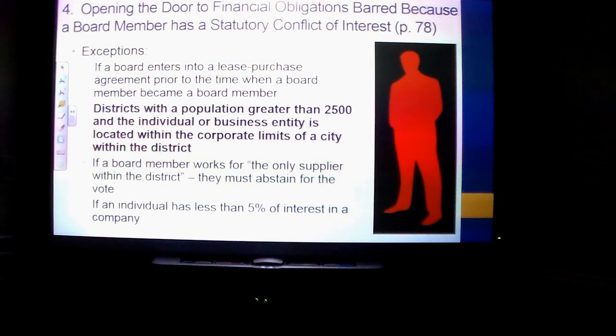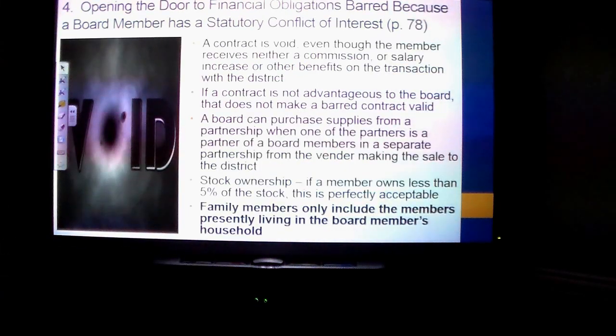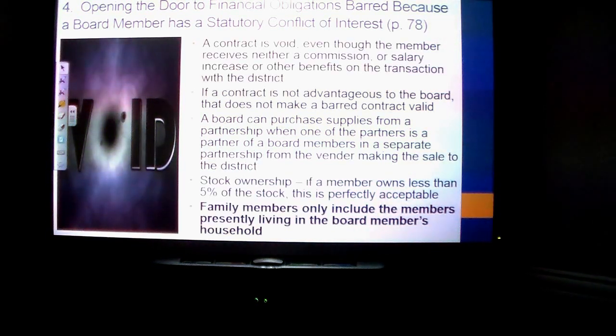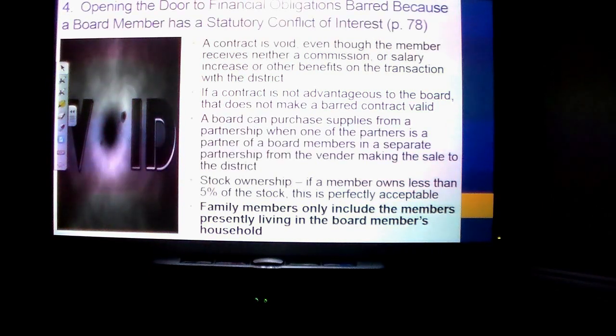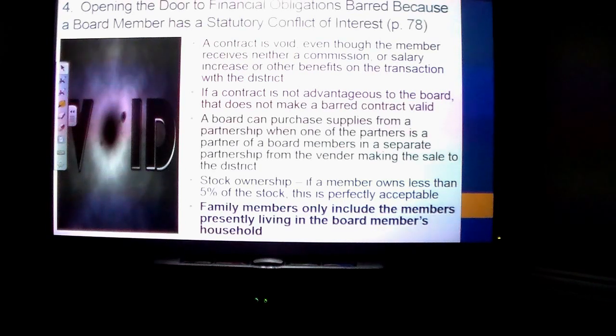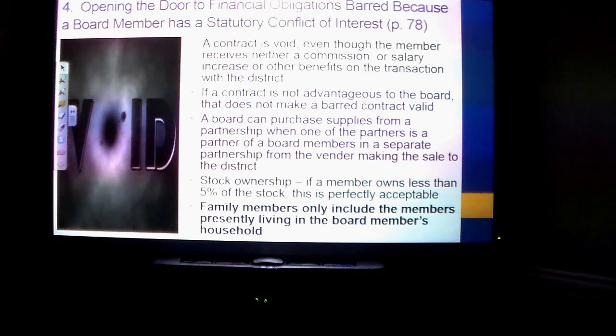If the board member works for the only supplier within the district, they also have to abstain from the vote. If an individual has less than 5% of interest in a company, if the contract is void, even though the member receives neither commission or salary increase or benefits on the transaction with the district, if the contract isn't advantageous to the board, it doesn't make it valid. It's still a barred contract. Boards can purchase supplies when one of the partners is a partner of a board member's in a separate partnership from the vendor making the sale to the district.